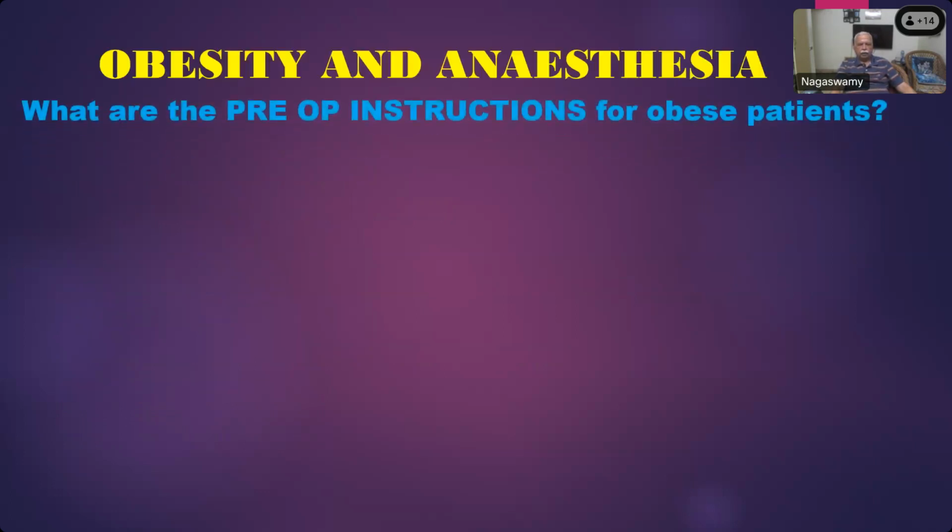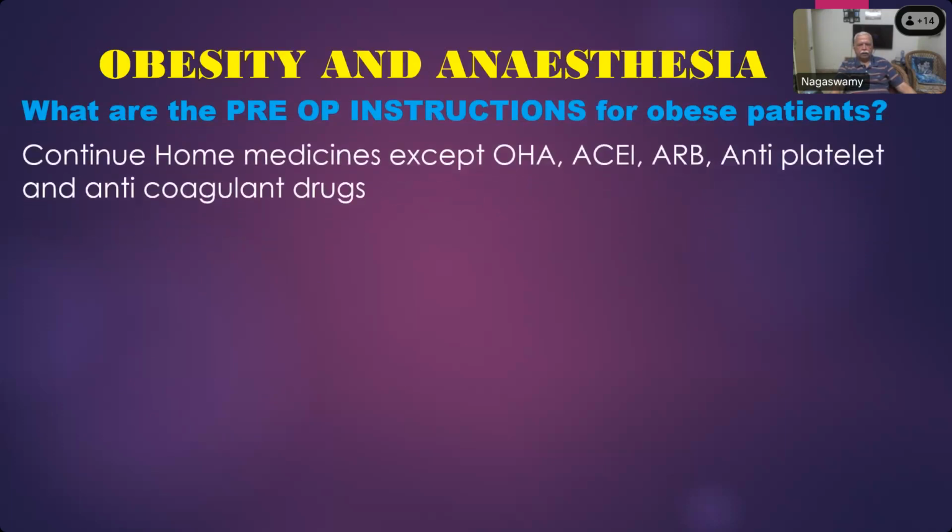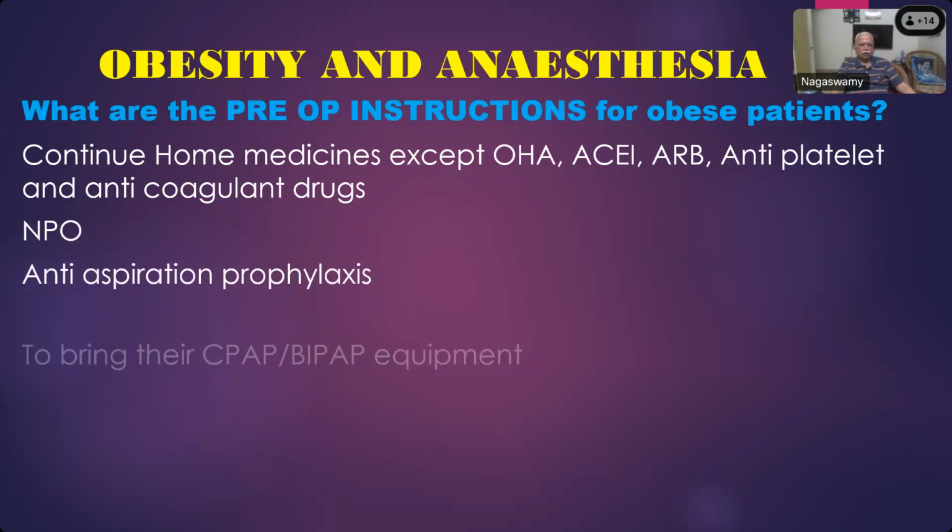Now, what are the pre-op instructions you should give for obese patients? This is just like for anybody else. So continue home medicines except the oral hypoglycemic agents, ACE inhibitors or ARB, and antiplatelet and anticoagulant drugs, which have to be titrated or adjusted in timing. Then you must order NPO for all elective cases, and you must give anti-aspiration prophylaxis for all obese patients.